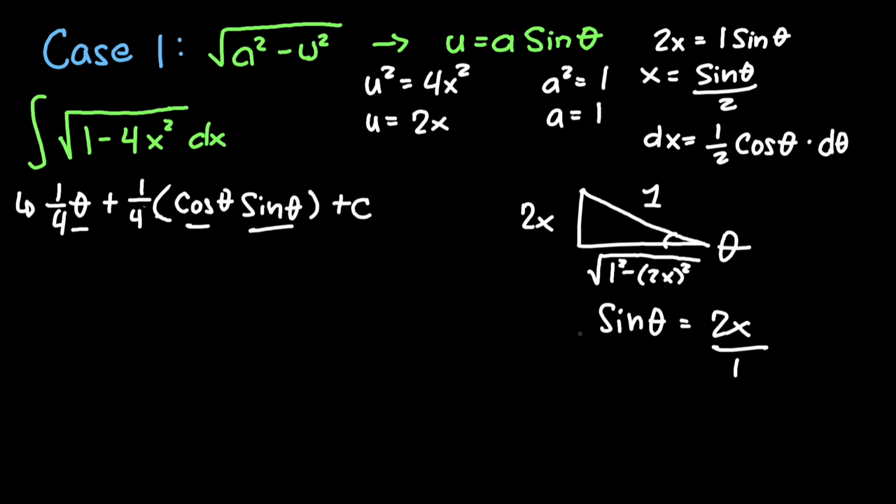And now, let us find the value of theta. Theta right here would be equal to arc sine of 2x over 1, but this is simply just arc sine of 2x.